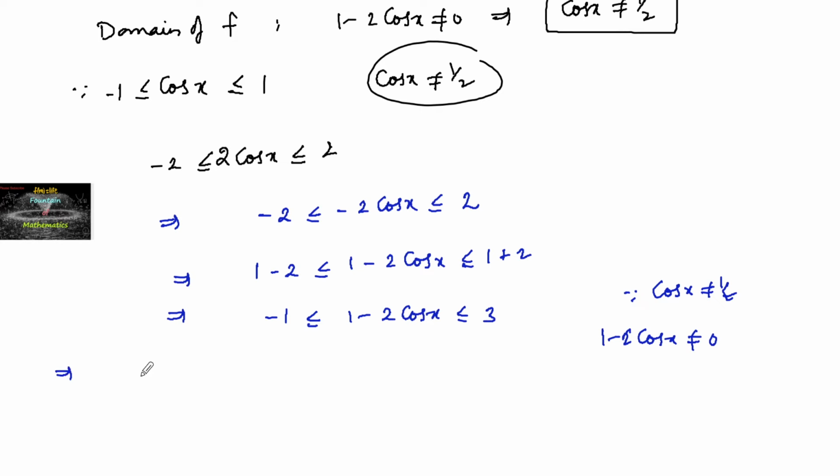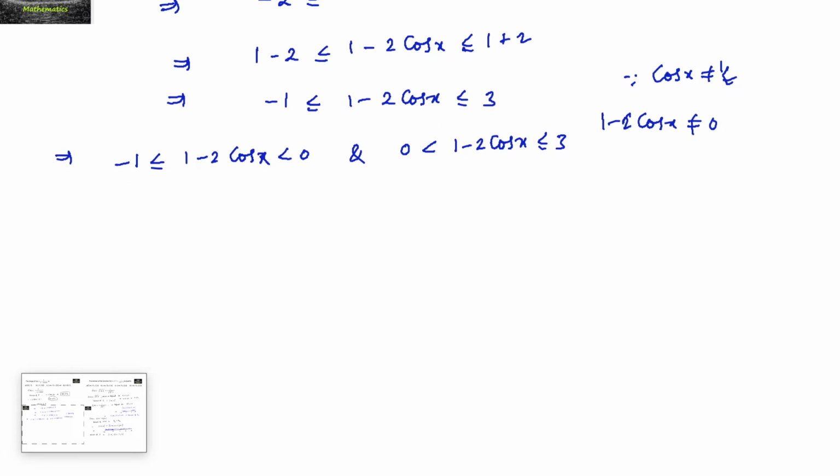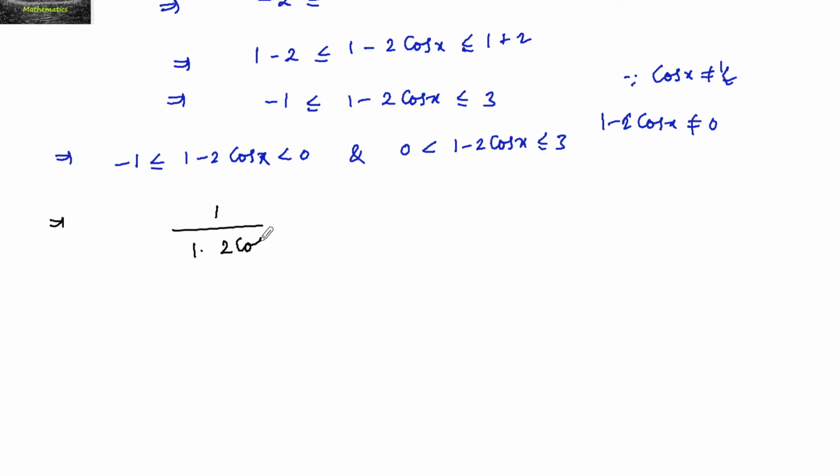So we can split this as minus 1 is less than or equal to 1 minus 2 cos x is less than 0, and again 0 is less than 1 minus 2 cos x is less than or equal to 3. Now let us consider its reciprocal. So we can get here 1 upon 1 minus 2 cos x. When the reciprocal is taken, the inequalities will change here.